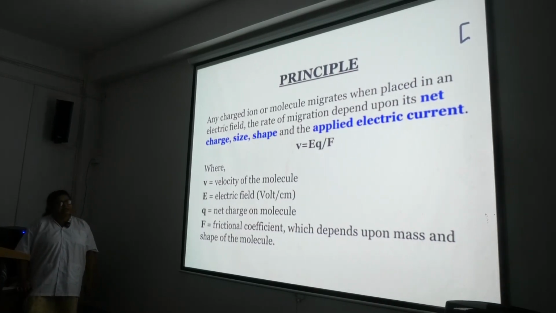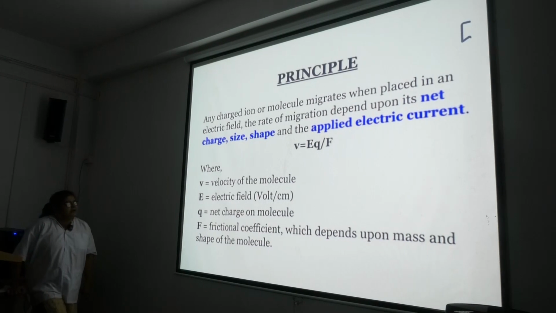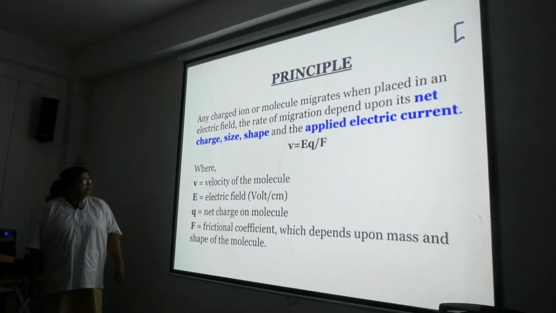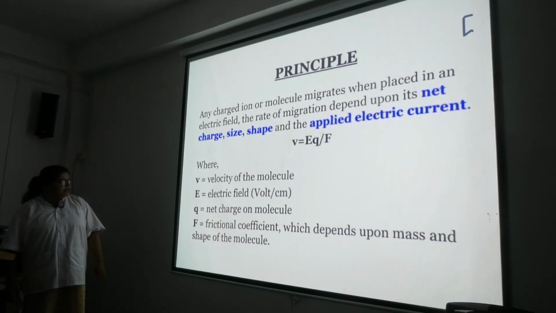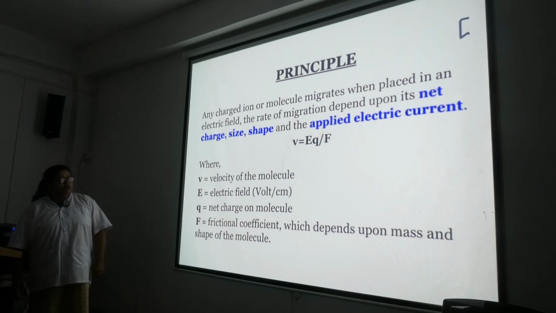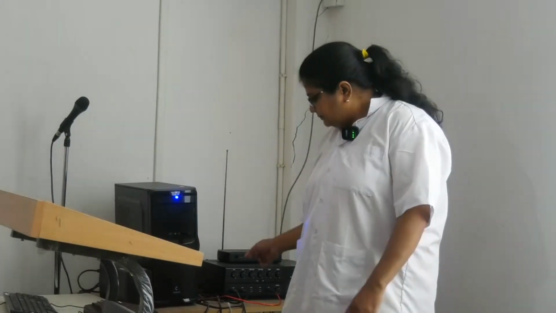V equals EQ by F, where V is the velocity of the molecule, E is the electric field, Q is the net charge on the molecule, and F is the frictional coefficient, which depends upon the mass and shape of the molecule. The rate of migration of an ion in an electrical field depends on the net charge of the molecule, size, mass, shape of the particle, strength of the electrical field, properties of the supporting medium and the temperature of operation.